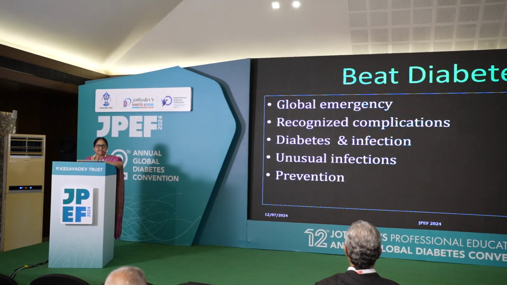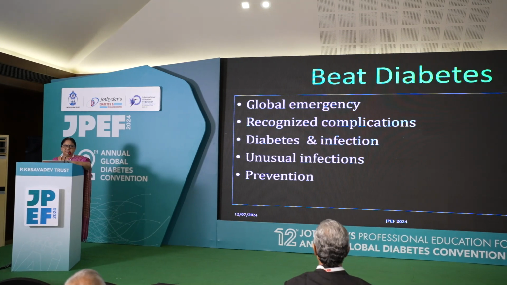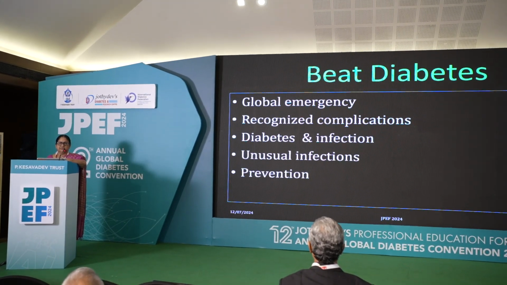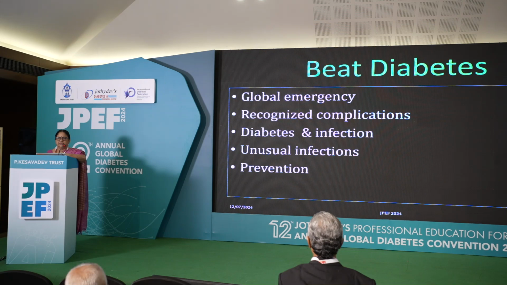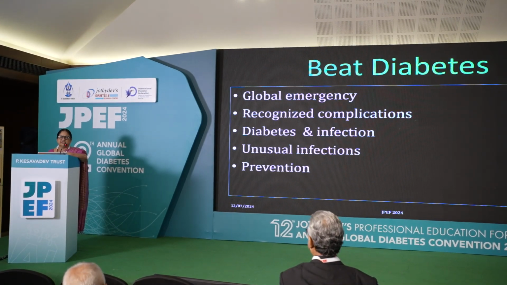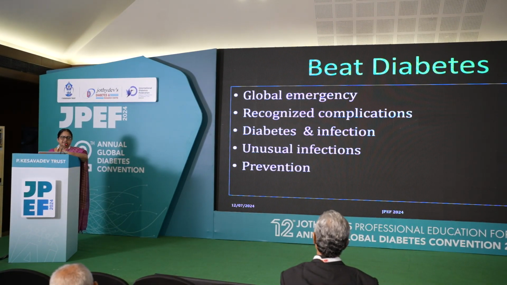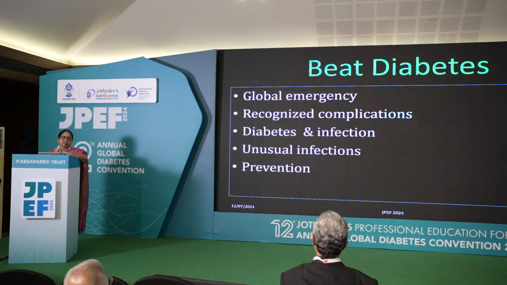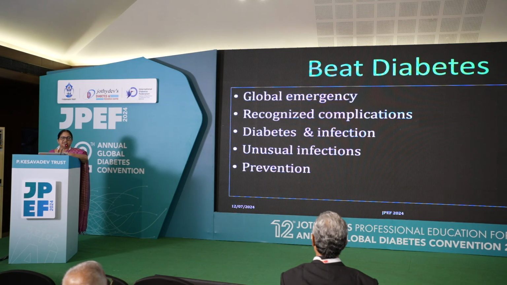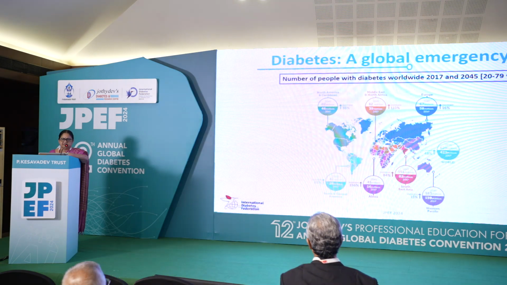To beat diabetes, it is a global emergency, and we are seeing that our population will continue to grow for many years to come. So we will be having more diabetic patients. We have the largest prevalence of diabetes in the world, and there are recognized complications of diabetes which we screen for daily in our clinical practice. Diabetes and infection have a close association, and there are also unusual infections, and we should know how to prevent them and what advice to give our patients when we manage diabetes care.